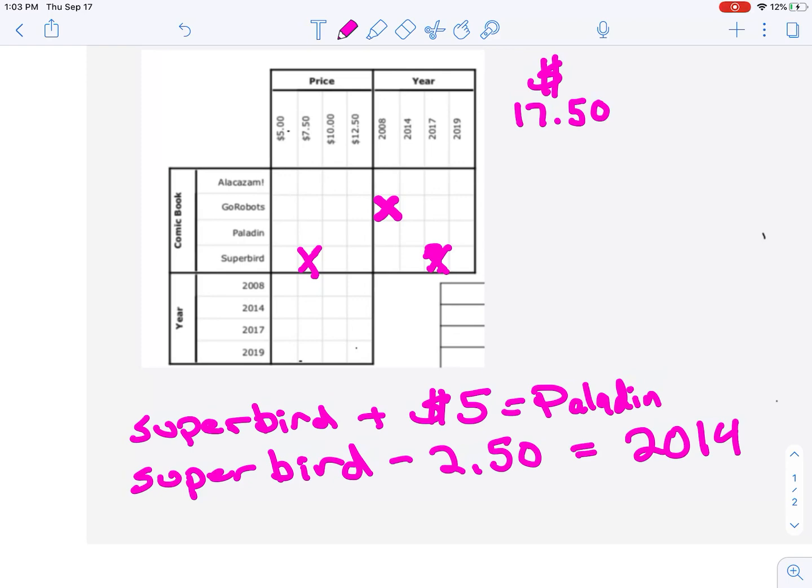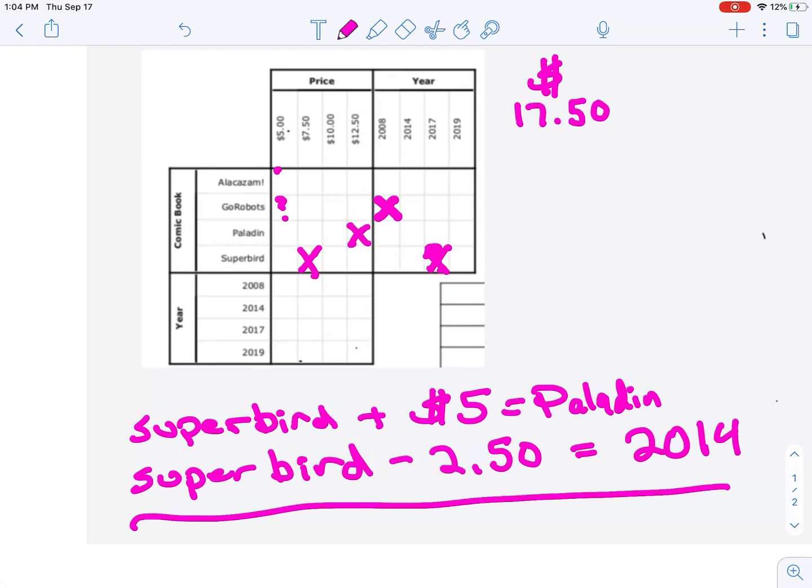So, what comic book then is $5? Well, we know that Superbird minus $2.50 is the one from 2014. So, what's $7.50 minus $2.50? That's $5. So the question now is, which one of these is it going to be? Because we already know Paladine. We already know Paladine's $5 more, so I could X that one too. So I'm kind of wondering now, which one is it?